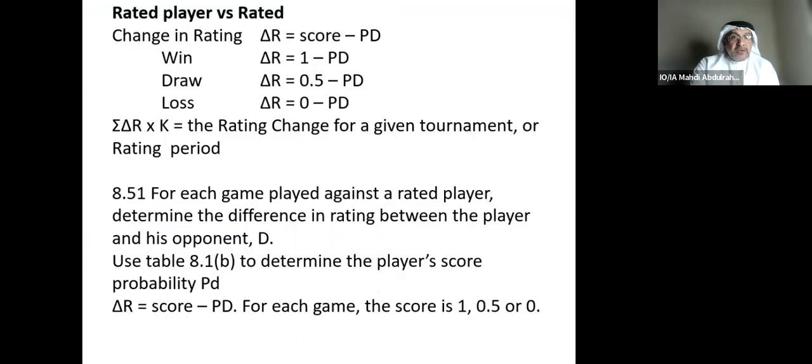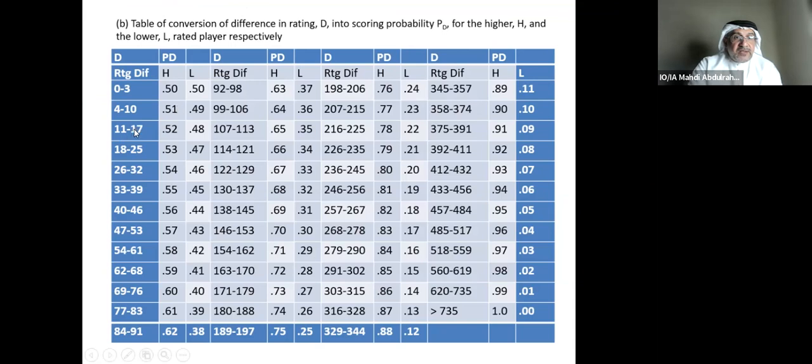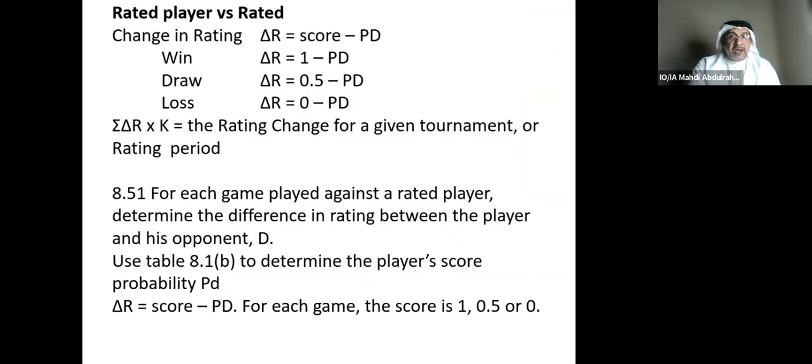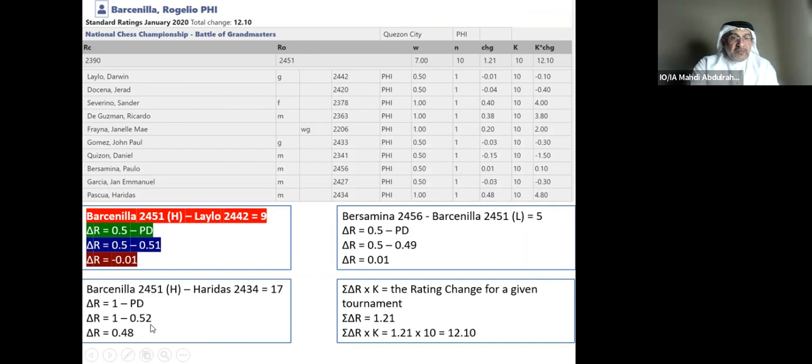From the table, 17, 11 until 17. His H, because of his H, will be 0.52. So in this case, we make our calculation, 1 minus 0.52, and the result will be 0.48.